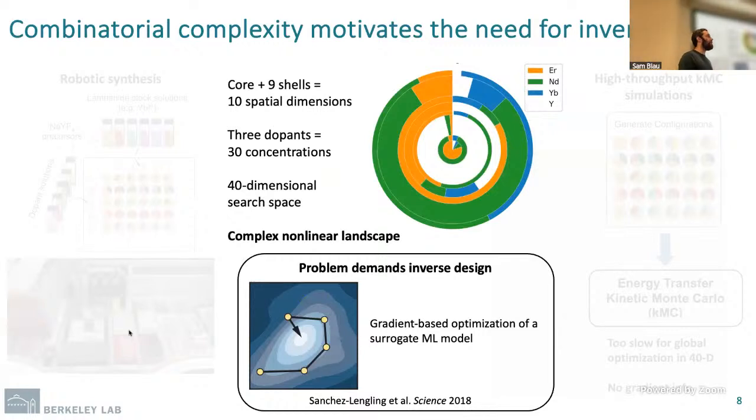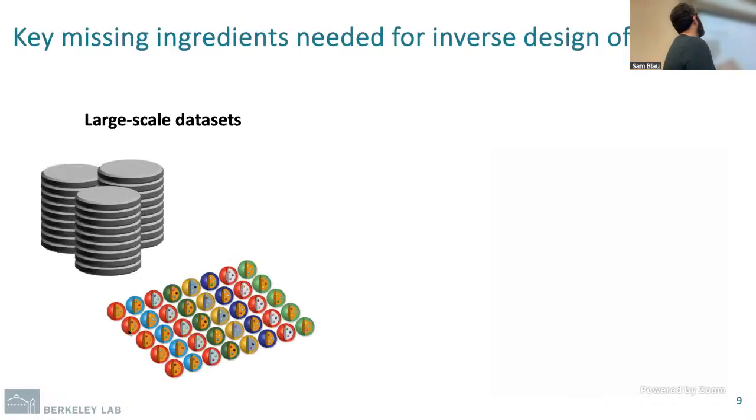Again, borrowing from an Elan science paper where they called gradient-based optimization atop an ML surrogate model inverse design, but really it's gradient-based optimization. So that means we need to build a data set and have a representation. These are the key missing ingredients.